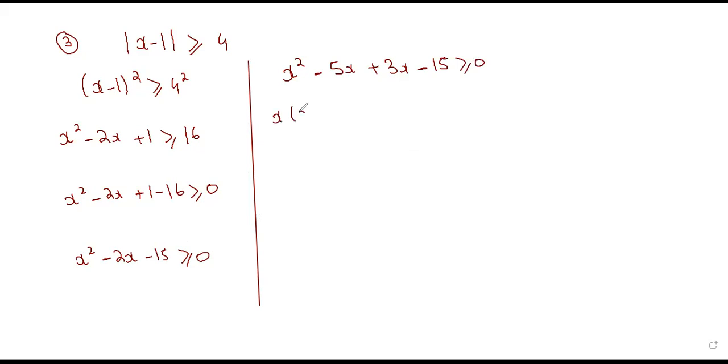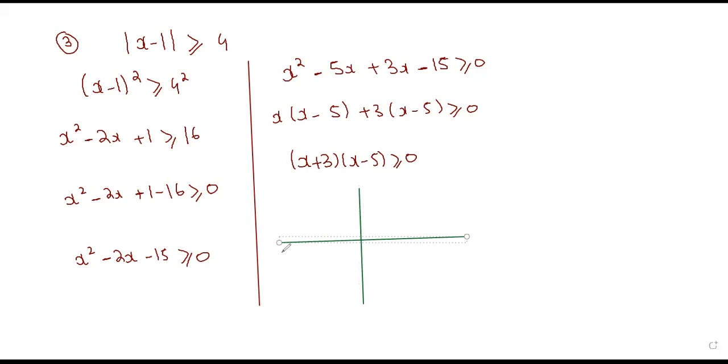I can take x common, x − 5, I can take 3 common, x − 5 ≥ 0. So the factors would be (x + 3)(x − 5) ≥ 0. Again, once we are done with this part, you are just supposed to make the parabola. It's x + 3 and it's x − 5. So it would be −3 and it is going to be positive 5.